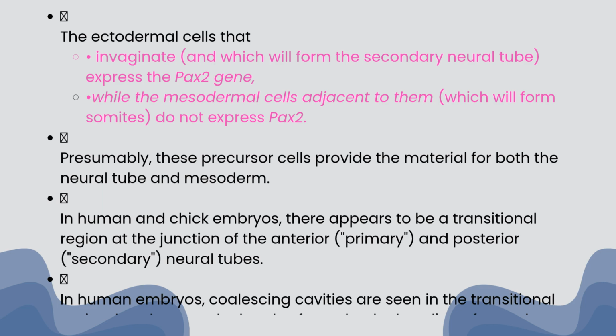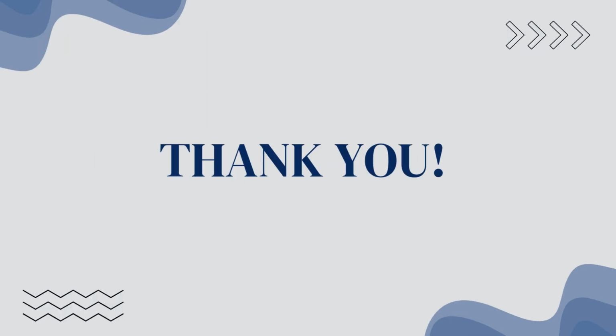Some posterior neural tube anomalies result when the two regions of the neural tube fail to connect. In the next class we'll be discussing how the brain develops from the neural tube. Thank you.